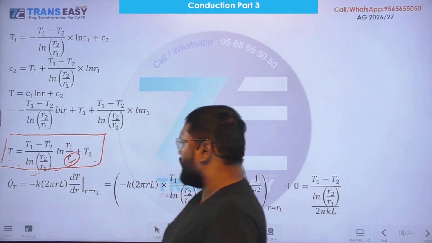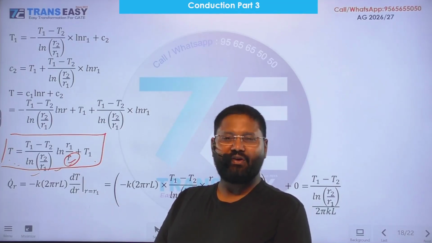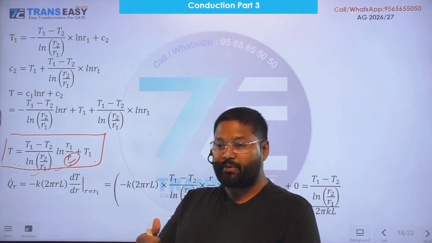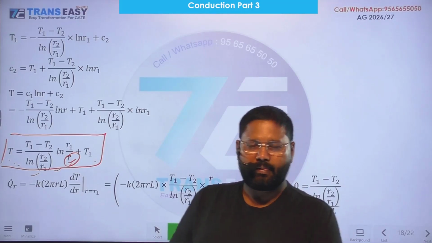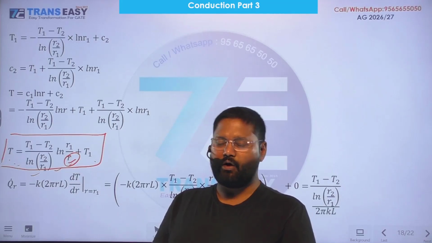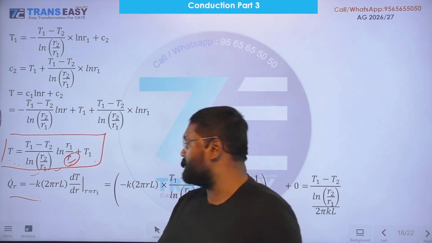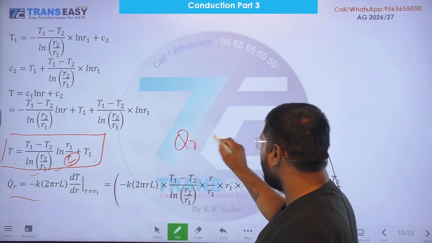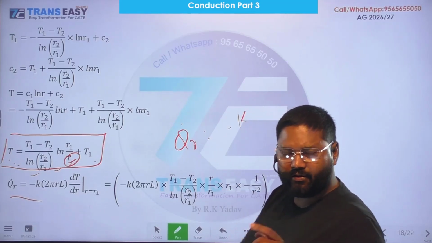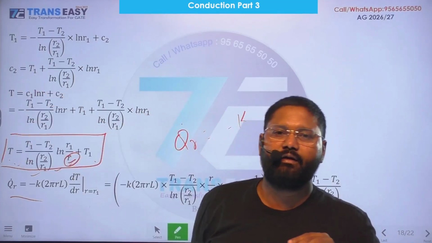Dear friends, now we are going to find the heat transfer rate. After getting the variation of temperature with its independent variable r, we are now perfect candidates to calculate the heat transfer rate, because heat transfer rate equals minus k A dT/dr, where A is the cross-sectional area, 2 pi r times the length of the cylinder.